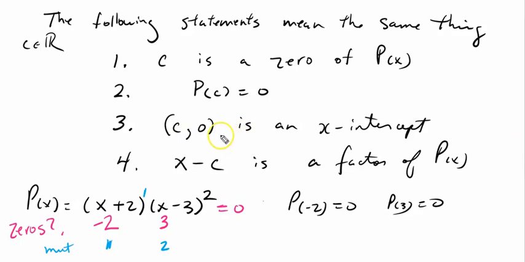So on the graph, I'll have an x-intercept at negative 2 comma 0, and I'll have an x-intercept at the point 3 comma 0. Now we're going to put multiplicity in it.